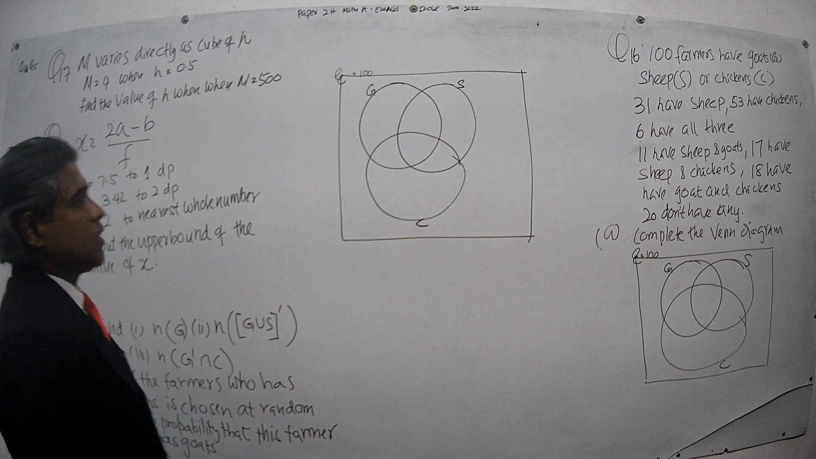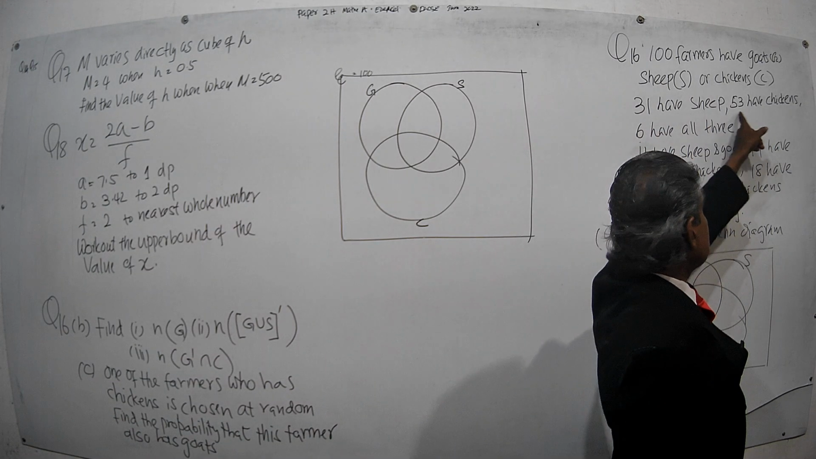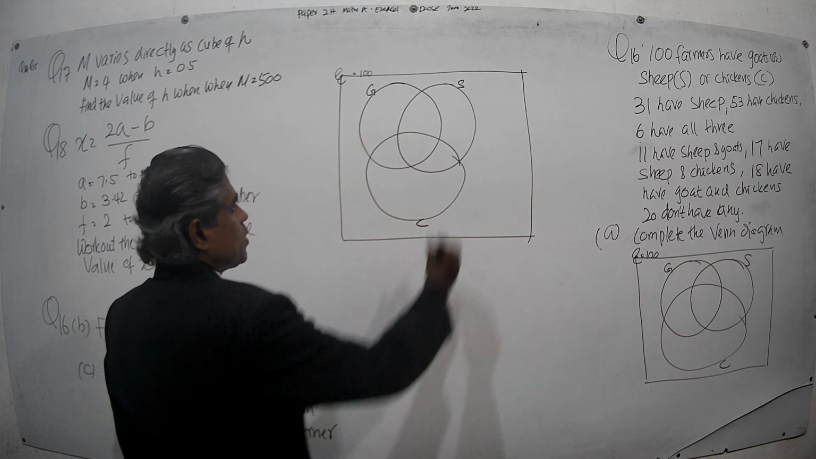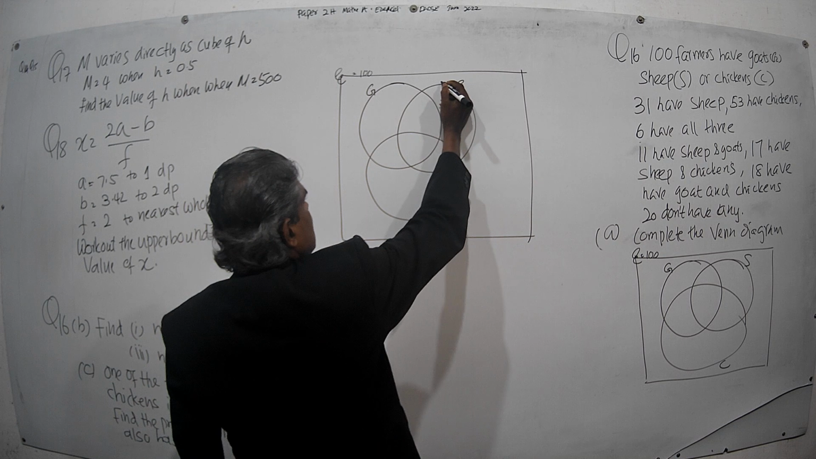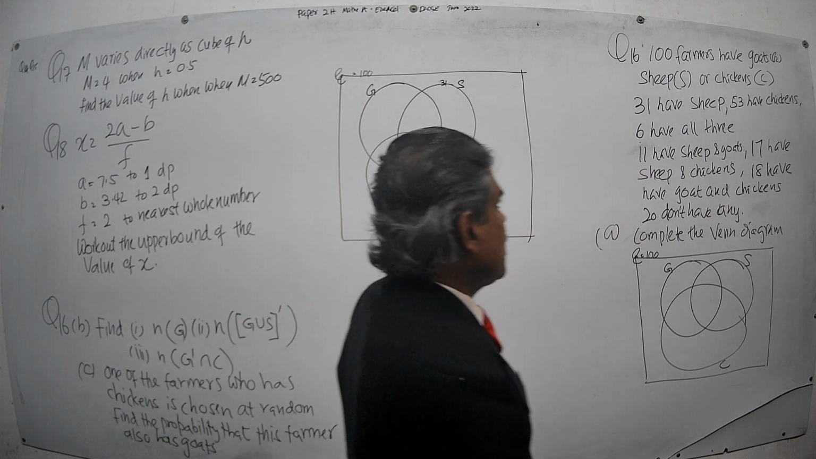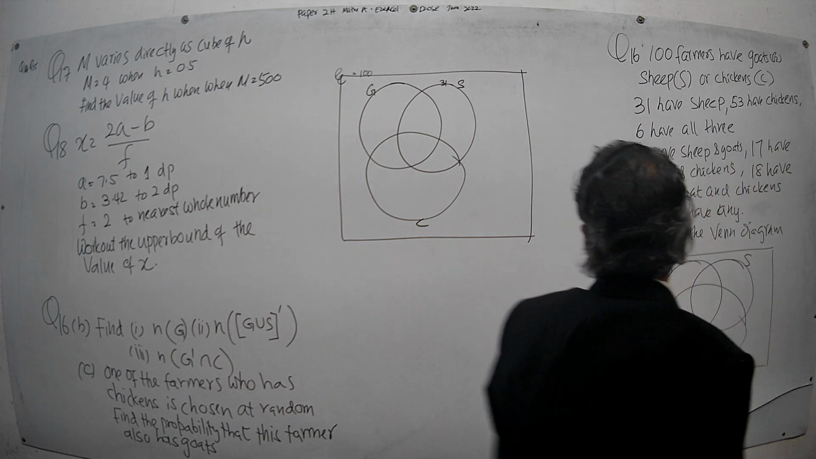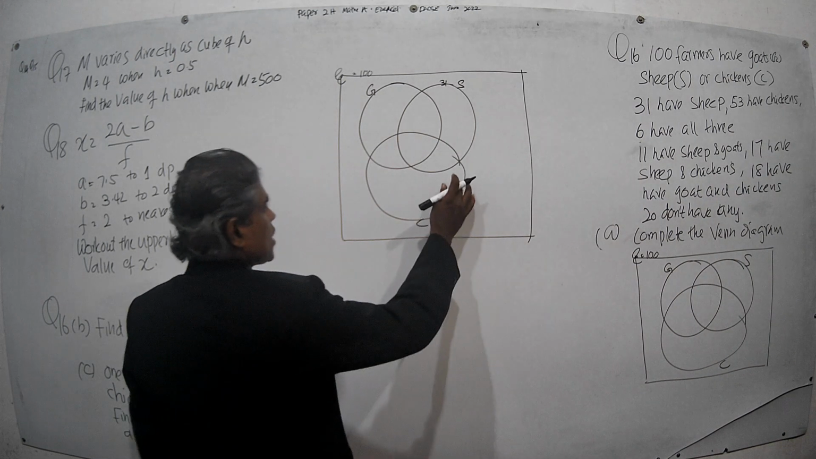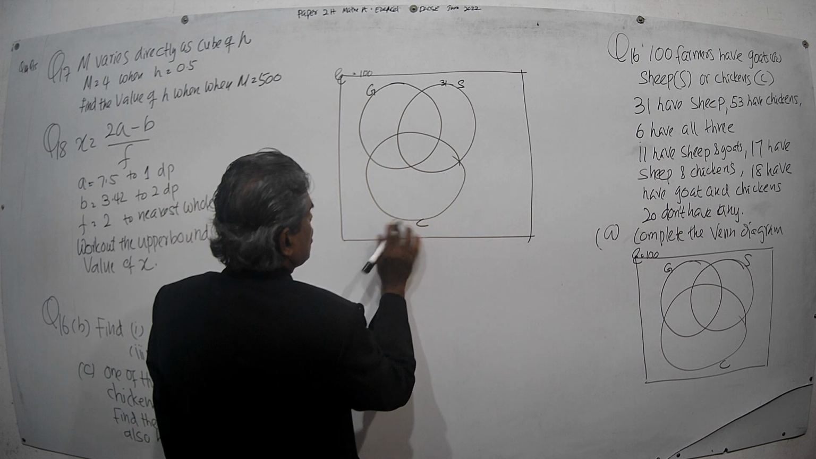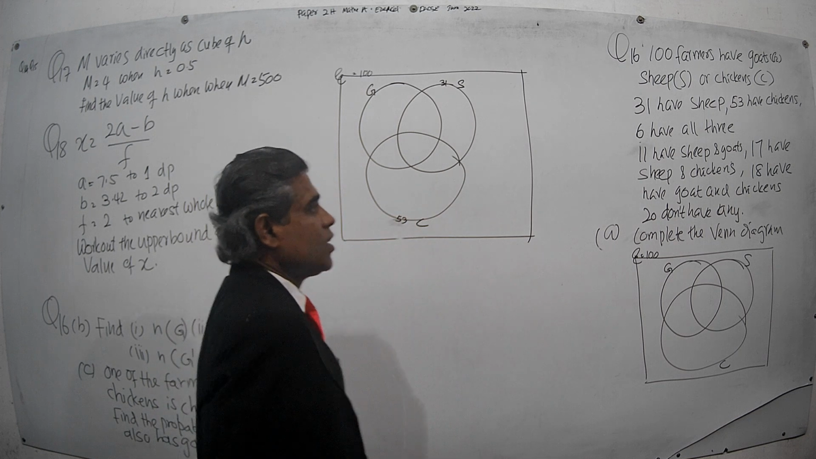Then they say first thing, 31 farmers have sheep. Sheep means here 31. That means the whole ring is 31. Then 53 farmers have chickens. Then this whole ring is 53. On the ring you write 53, not inside. On the ring.